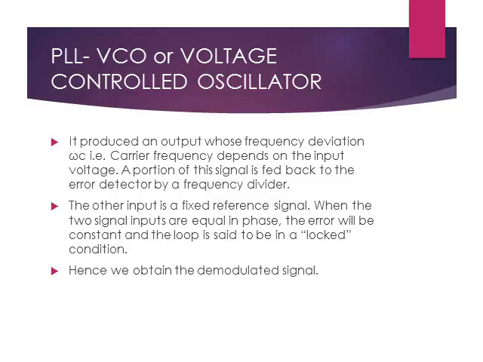A portion of this signal is fed back into the error detector by a frequency divider. The other input is a fixed reference signal. When the two signal inputs are equal in phase, the error will be constant and the loop is said to be in a locked condition, hence the name phase locked loop. Hence, we obtain the demodulated signal.